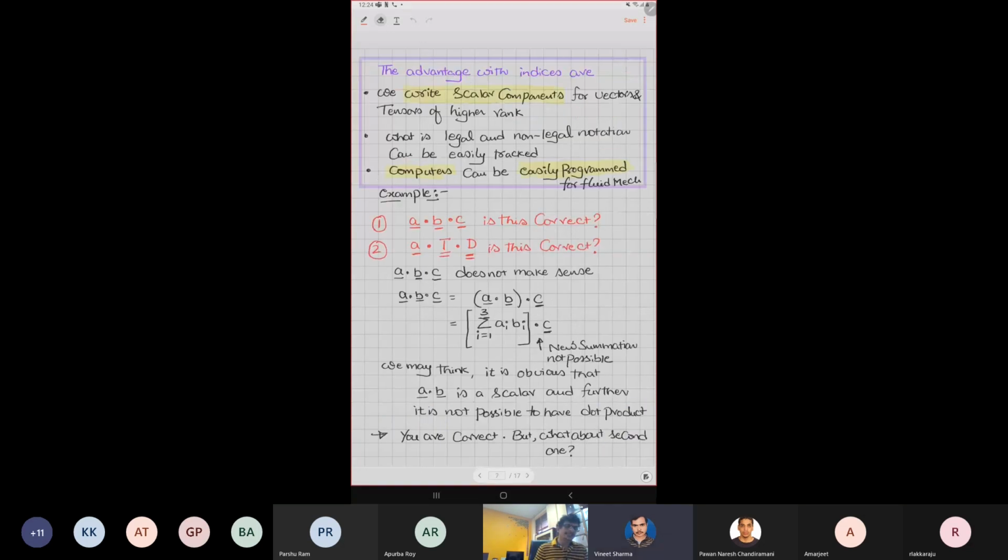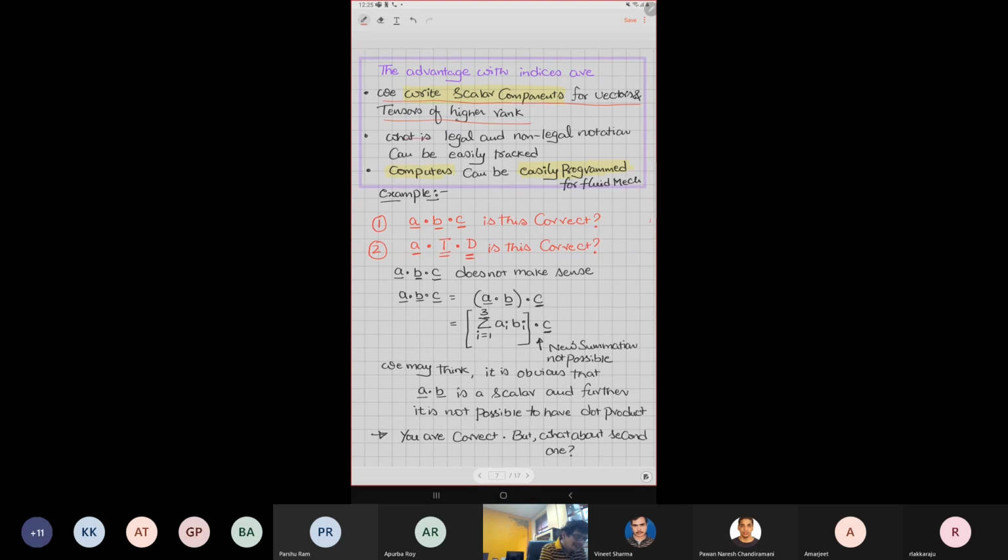Fine. So this is the thing I would like to really say. The advantage with this indicial notation is we write only scalar components for vectors, tensors, or anything. If I am going to write A cross B dotted with C, the Gibbs notation, in a scalar form I can so easily write epsilon ijk A_j B_k C_i. Everything is scalar components. We'll see shortly.